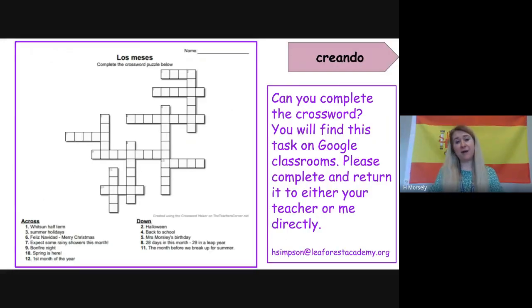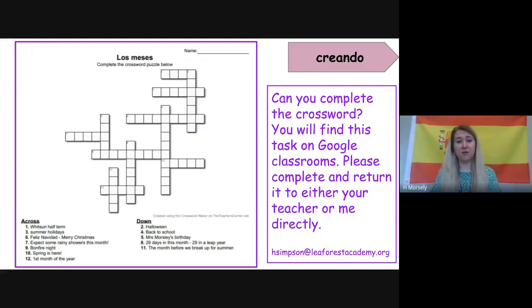And finally then, the last part of the lesson, this is your independent task. Can you complete the crossword? You'll find this task on Google Classroom. So I've sent this out to your teachers and asked them to share this document with you. Okay, so you can write on it and then return it to either me or your teacher. And my email address is at the bottom there, so you can email me directly.